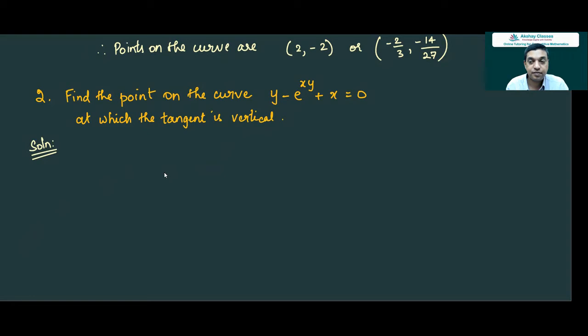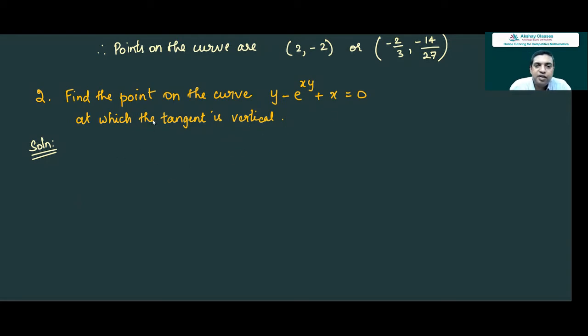No, that is horizontal tangent. When tangent is horizontal, the slope will be 0. When the tangent is vertical, what is the slope of y-axis? Infinity. That's right. So, infinity. That means the reciprocal of the slope should be 0. So, dx by dy should be 0 in this case.